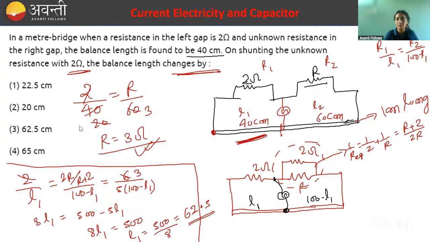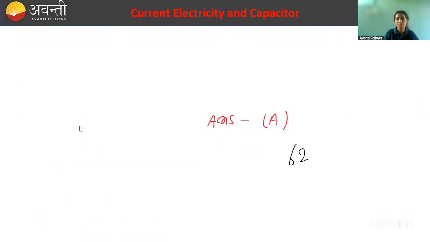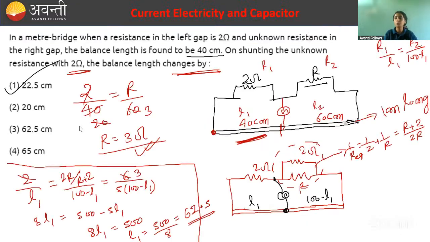What is the change in null point position? Just give me some time. In the meantime, you calculate the change. Okay, how much change did you get in the null point? Initially it was 40, now it is 62.5. So the change is how much? 62.5 minus 40. If you do this, you will get 22.5. So basically the answer is 22.5 centimeter. So simply you needed to use the meter bridge concept.